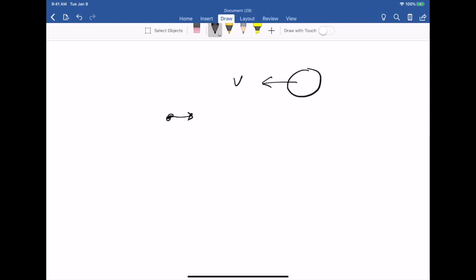Let the probe be our mass 1, and let Jupiter be our mass 2. There are 4 known quantities and 2 unknown quantities. The known quantities are m1, m2, v1 initial, and v2 initial. The 2 unknown quantities are v1 final and v2 final.